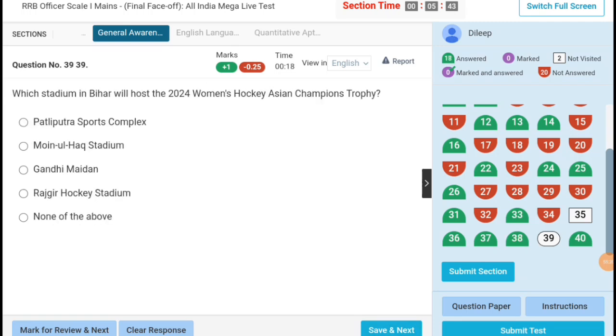Durand Cup. Which stadium of Bihar will host the women's hockey? Monul Hockey Stadium or Gandhi Pataliputra. Which stadium in Bihar will host the 2024 Women's Hockey Championship? I think Pataliputra or Gandhi Maidan.